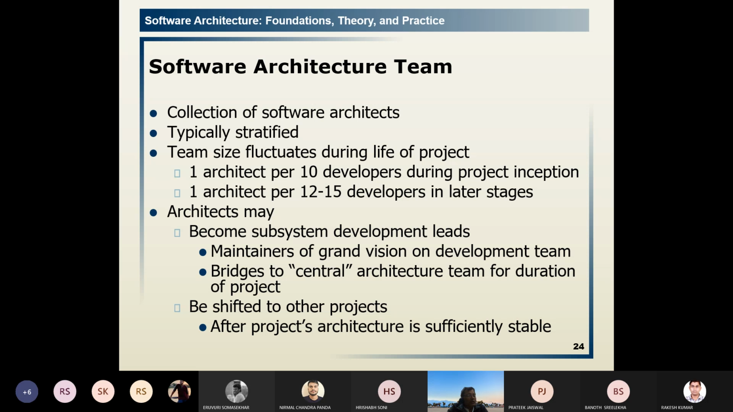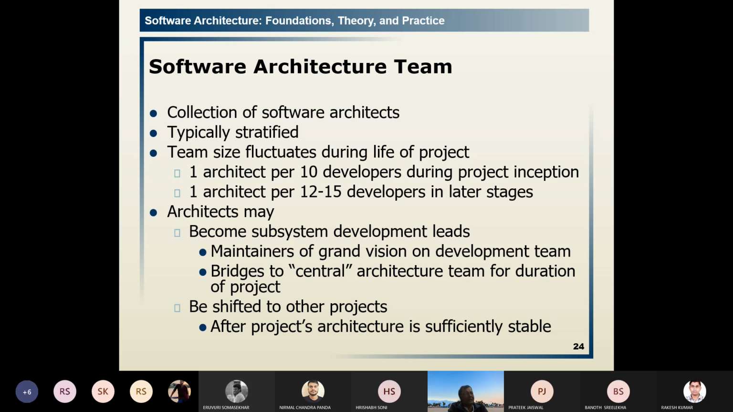The team size fluctuates during the life of projects. There is no hard and fast rule that this should be the size of the team. So it fluctuates, it varies. One architect per 10 developers. It's not like that. One architect for 9 developers. 1 plus 9 is 10.